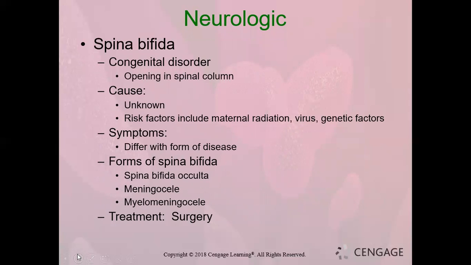Spina bifida, this is a congenital disorder. It's an opening in the spinal column. They don't know why it happens to some, but they think that it could be due to a virus or genetic factors. And with the symptoms, I feel like it varies because I've seen a few cases of spina bifida, one that was not severe at all, and then another where the child couldn't even walk. So I feel like it varies in severity, and they're going to have surgery, and they're probably going to have several surgeries.